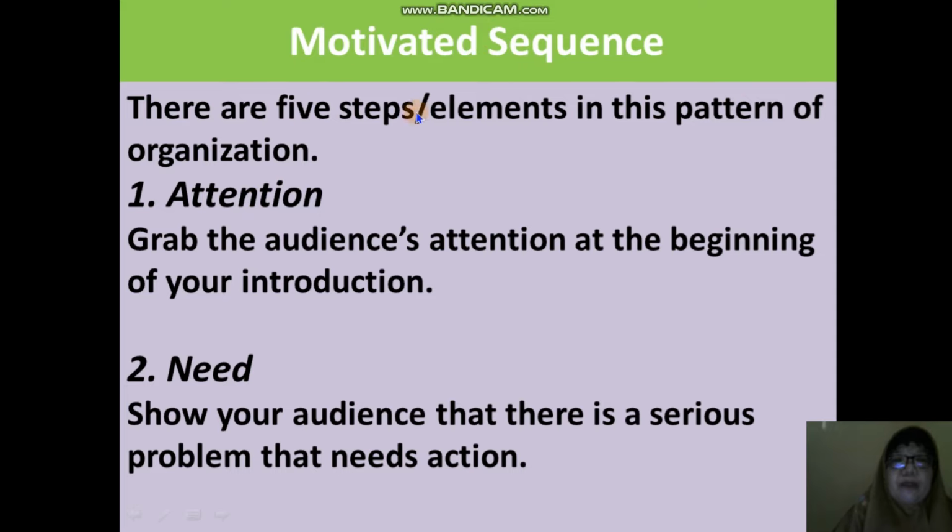There are 5 steps or elements in this pattern of organization. The first one is attention. We try to grab the audience's attention at the beginning of your introduction. The second element is need. Here, you try to show your audience that there is a serious problem that needs action.